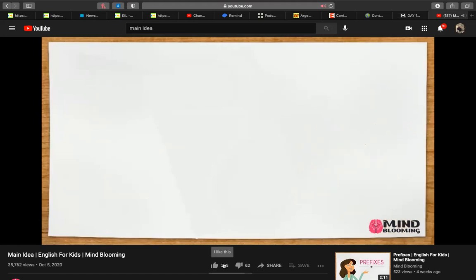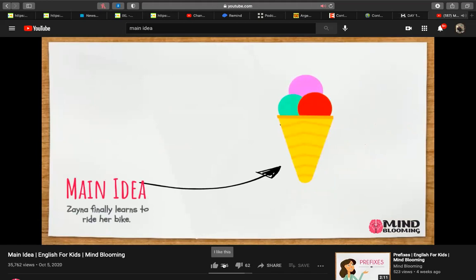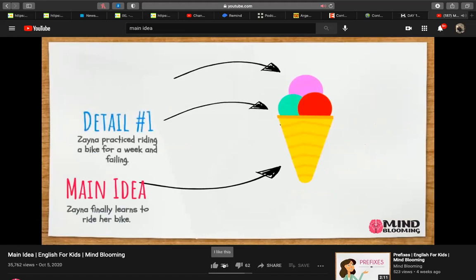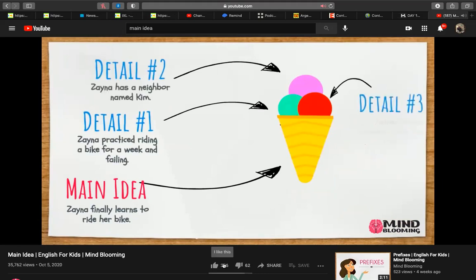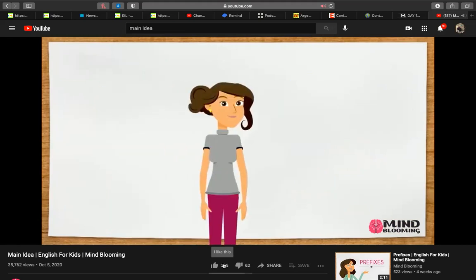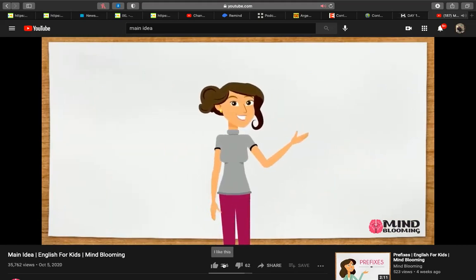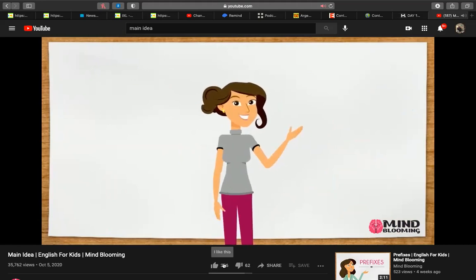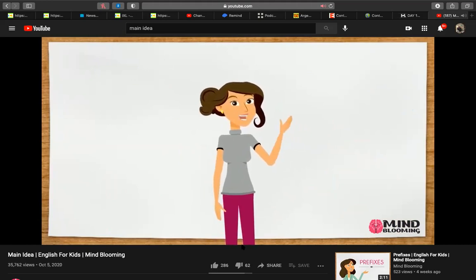If I try to use the ice cream cone model on this story, it will help me organize the story. It will help me see that the main idea is what the whole story is about, and that things like Kim is Zaina's neighbor are just details in the story. Remember that before finding the main idea of a story, we have to read it and understand it first.